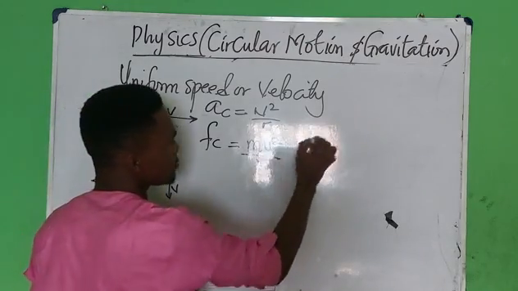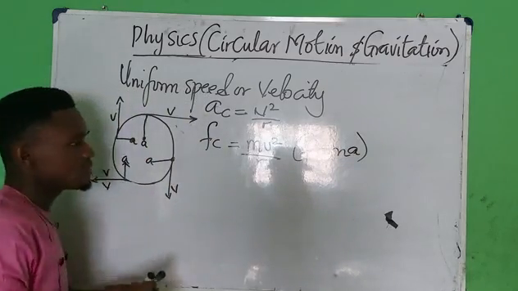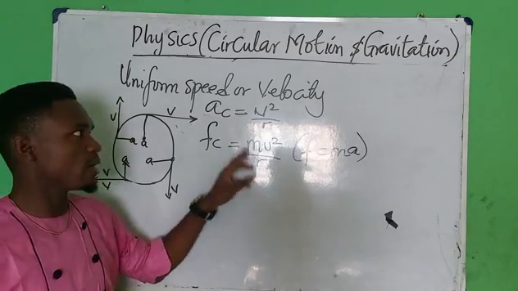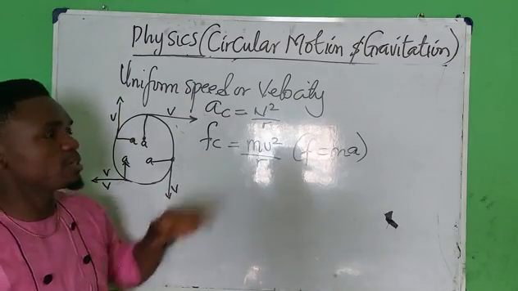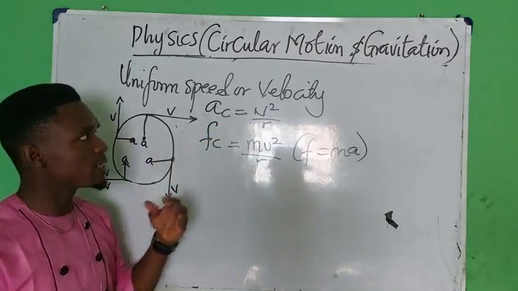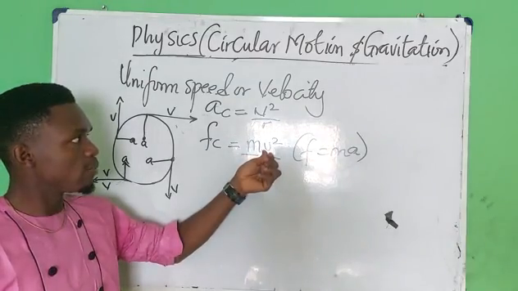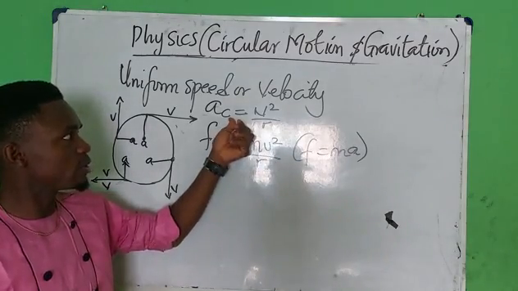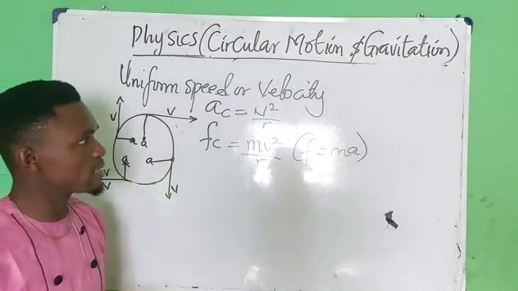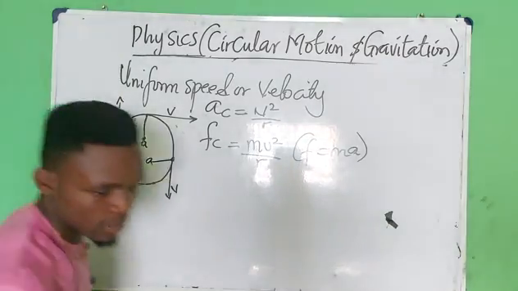Of course, know that F is ma. Take note of that. So this is the formula of centripetal force, which is mv squared over r, and the first one is centripetal acceleration. Don't take this for this. In centripetal force, the mass of the body is included, but in centripetal acceleration, the mass of the body is not included. Please take note of that. It is very important. So we've established that already.